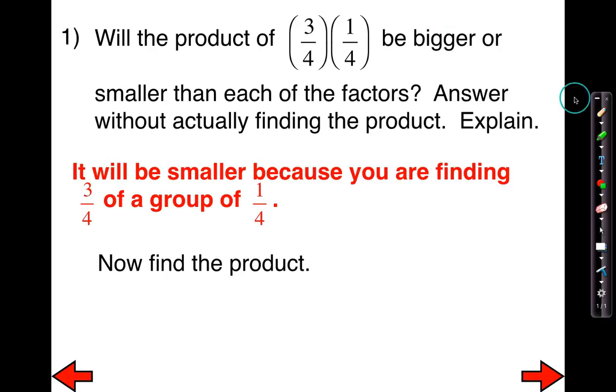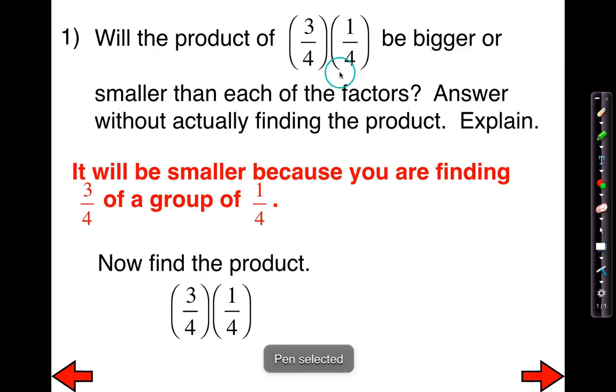So now let me actually show you how to find the product. I would simply multiply straight across. First, I need to check if I can cross cancel. 3 and 4 have no factors in common. 1 and 4 don't have any other factors in common other than 1. So if you multiply straight across, you would get 3/16.